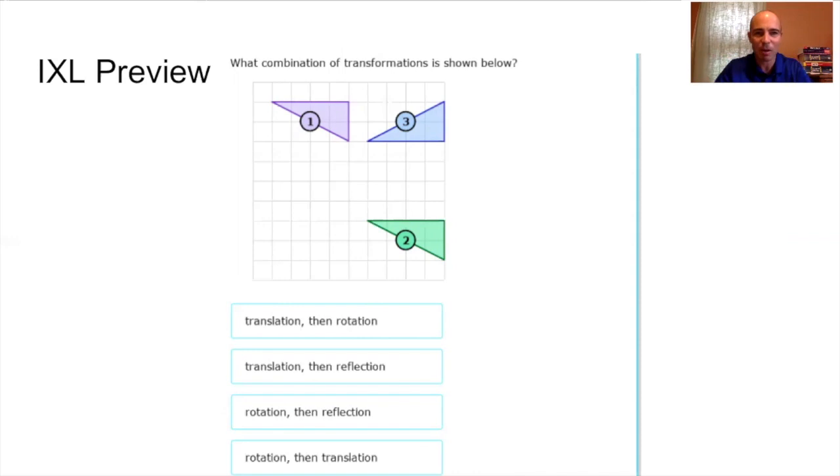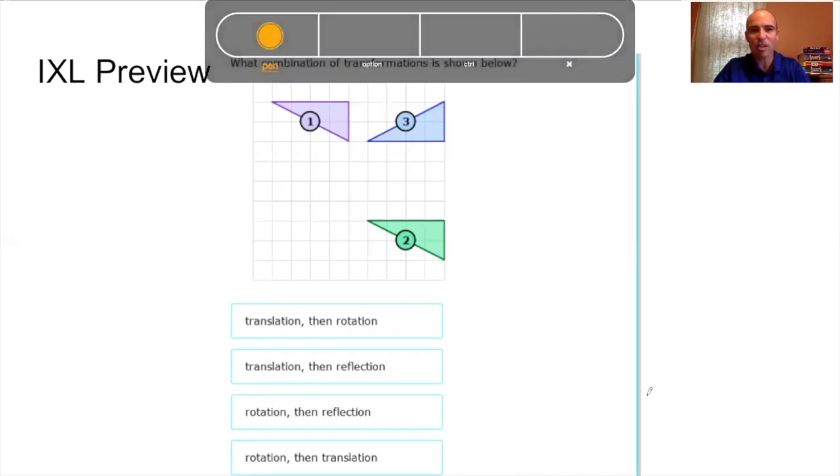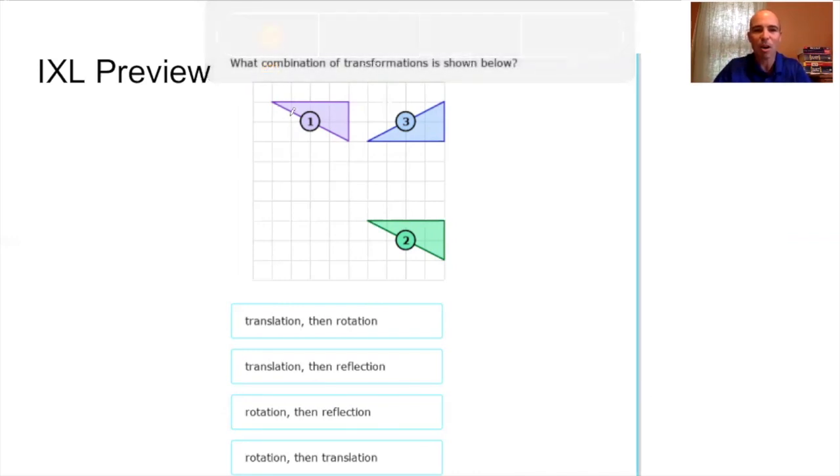Anyway, enough talking about that. What combination of transformations is shown below? Okay, so first of all, 1 to 2, all that's doing is we're sliding it over, sliding it down. We call that a translation, right? So it's one of these two. It's not this, it's not that. And then what are we doing next?